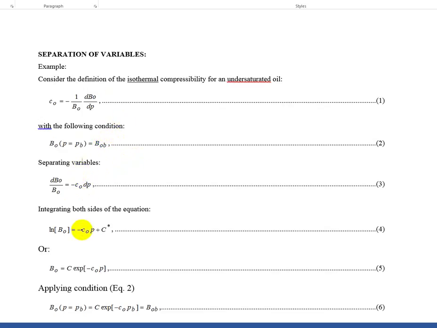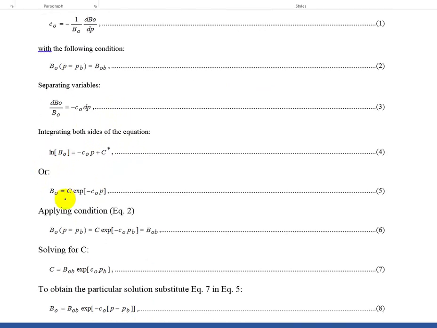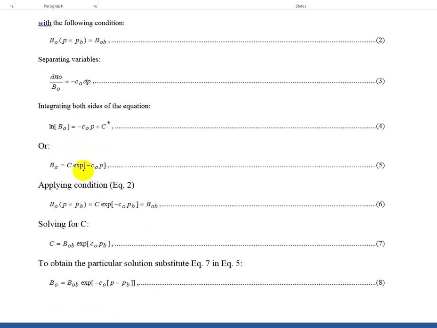So, separating variables, we get this expression, right? After integrating on both sides of this equation, we get the natural logarithm of the formation volume factor, which is equal to the compressibility multiplied by the pressure plus some constant. Or if we express it in terms of the exponential function, we get this expression, okay?